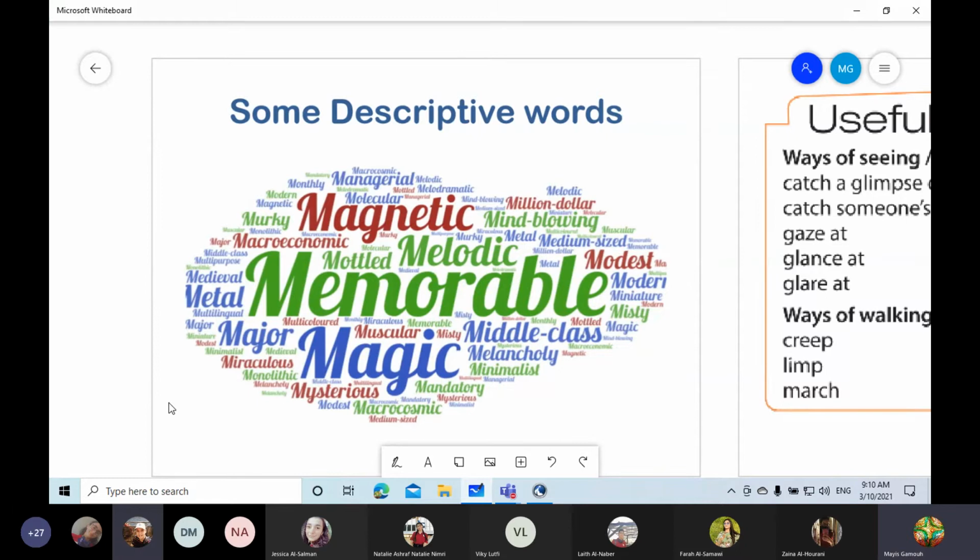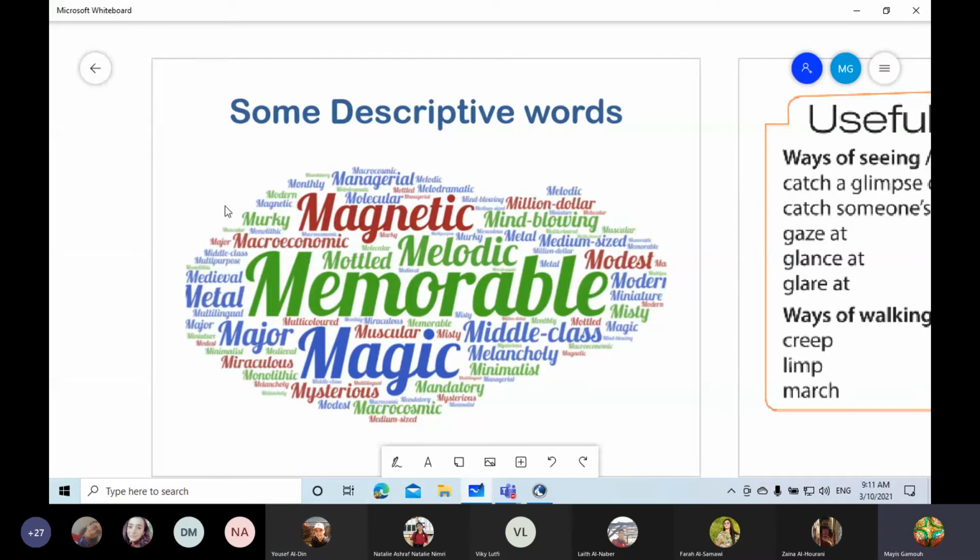Yes, teacher. Metal-sized, murky, magic. What is modern, this here? Mind-blowing, yes. Thank you. Modest, misty, magic, mottled. Yes, thank you, dear. Middle class. All right, thank you, dears.